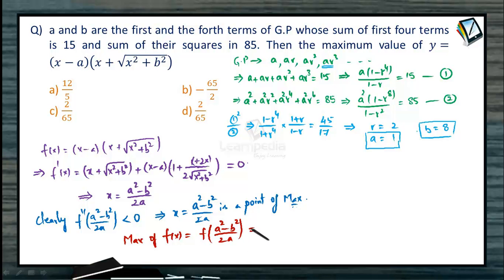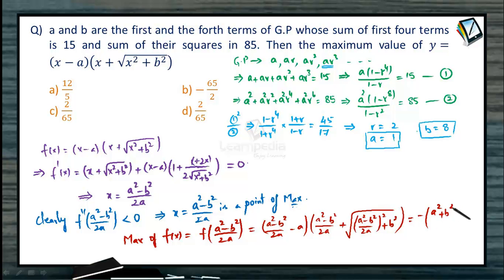We know the f of x function, so let us replace these values in the given function. This becomes a square minus b square by 2a minus a into a square minus b square by 2a plus square root of a square minus b square by 2a whole square plus b square, which will be simplified and the value comes out to be minus of a square plus b square by 2. But as we know the values of a square and b square, let us replace them in this. That is minus 1 square plus 8 square by 2, or this is simply minus 65 by 2, which is present at option B with us.